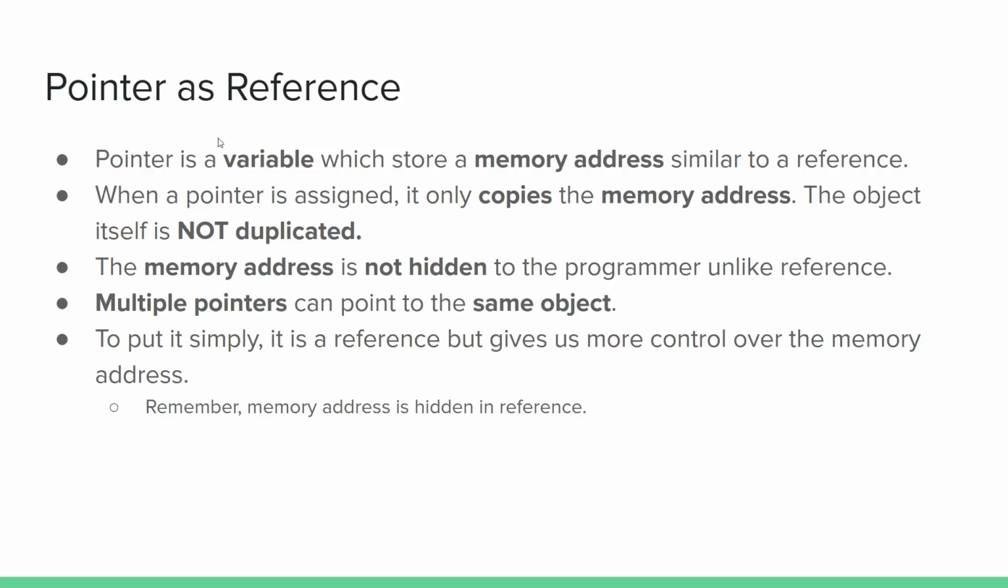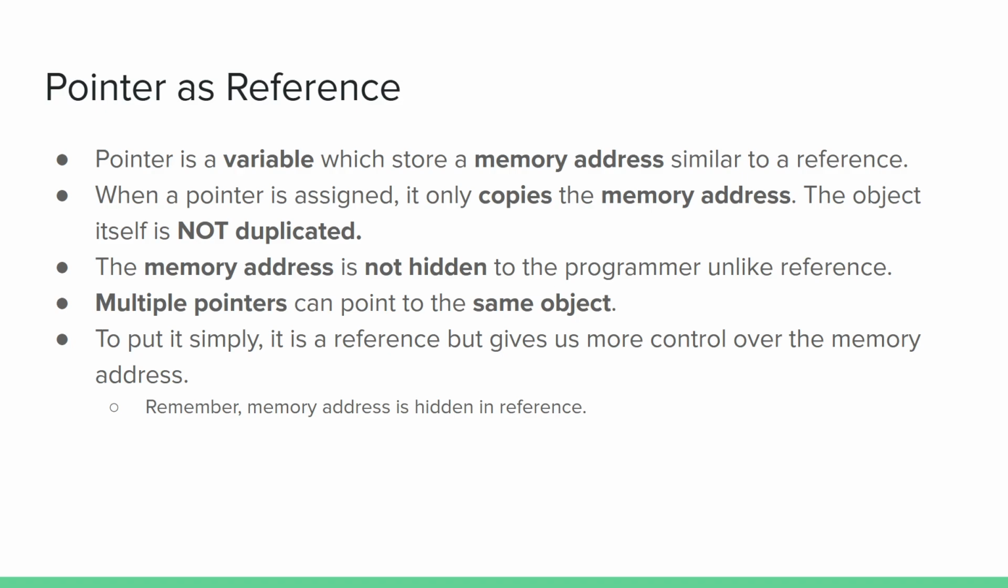Okay, so pointer as reference. A pointer is a variable which stores a memory address, just like a reference. So they're the same thing. It stores the memory address and not the value. But the thing is, when a pointer is assigned, it only copies the memory address. The object itself is not duplicated. So the thing is, they're not the same as reference. With a reference, you can't even assign another address to it. It's just one only. So I'll get to that.